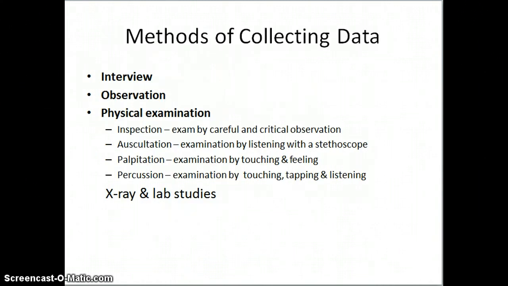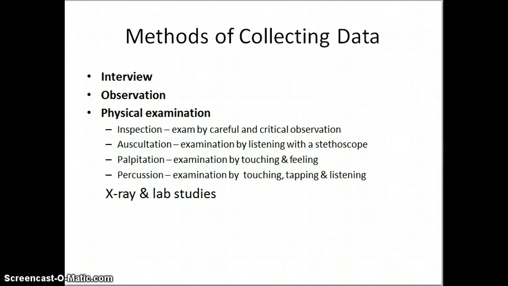We interview the patient. Again, we have our 5 ways of completing a physical exam. When you inspect, you look. When you auscultate, you listen. When you palpate, you touch. And when you percuss, you tap or touch the patient, kind of like when you percuss a drum.